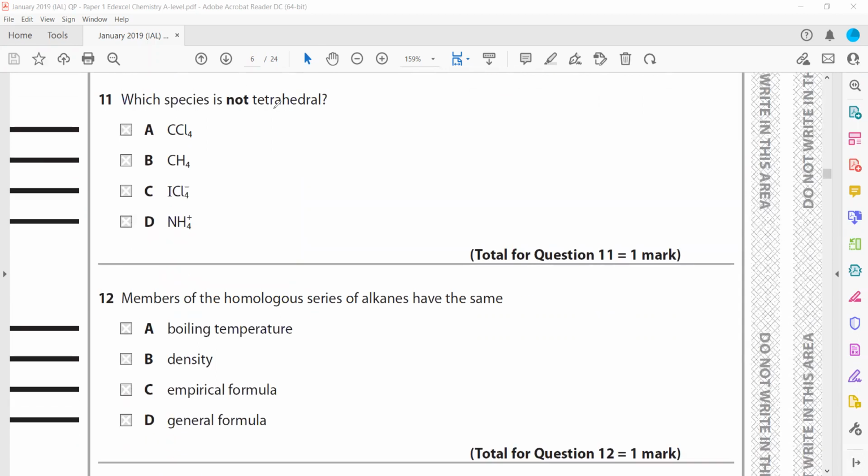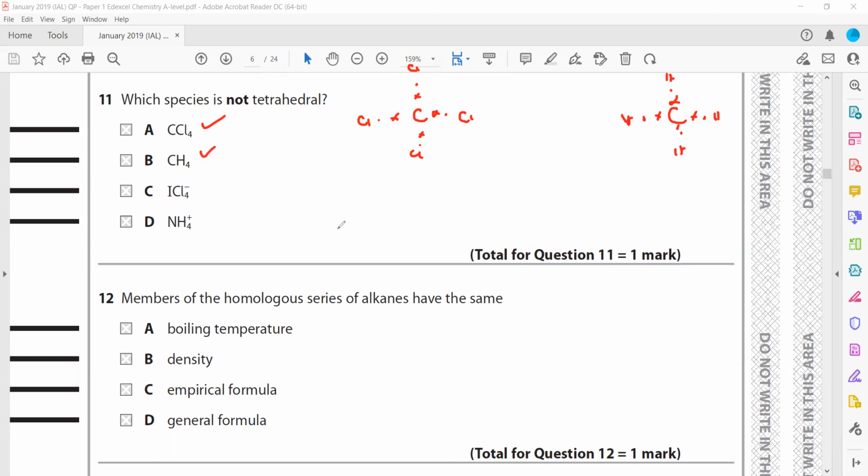Which species is not tetrahedral? How to identify the shape? You have to check the number of bond pairs and the number of lone pairs. Tetrahedral means they should have 4 bond pairs and no lone pairs. When we draw the structure of carbon tetrachloride, CCl4, there are 4 bond pairs, so it will be tetrahedral. In CH4, carbon shares 4 electrons, one with each hydrogen. So again 4 bond pairs, so it will also be tetrahedral.